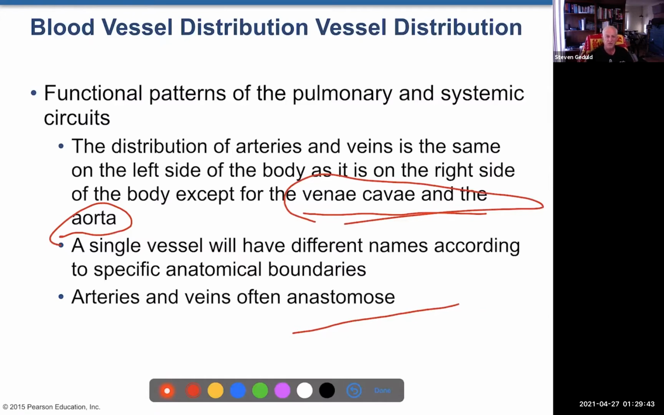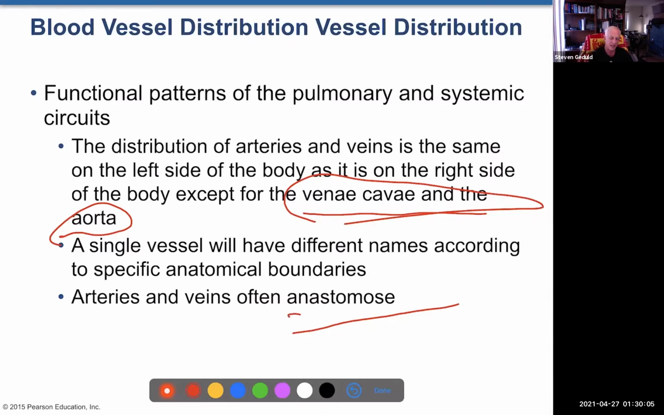A single vessel will have different names according to where it is anatomically. Just like we said, the descending aorta, if it's above the diaphragm, is called the thoracic aorta. Once it passes the diaphragm, it's still the descending aorta, but it's called the abdominal aorta. It depends what part of the body we're talking about.